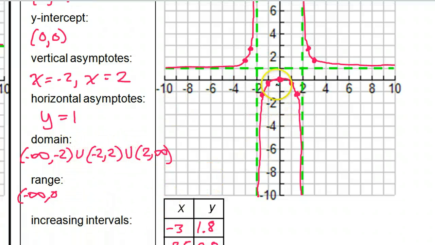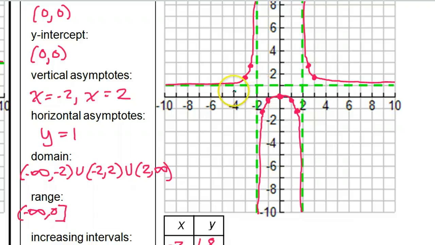But this is not an asymptote right here. Okay, it gets to 0, it touches it. Alright, we have a point, it's right there, 0, 0. So 0 is included in the range, so I need to put a square bracket on that guy.